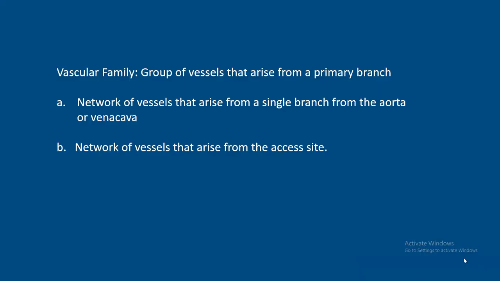Next question, what is a vascular family? A vascular family is a group of vessels that arise from a primary branch. Otherwise, it is a network of vessels that arise from a single branch from the aorta or vena cava. Next, a network of vessels that arise from the access site is called a vascular family. Whenever we code IVR, we code based on the family hierarchy rather than individual vessels.